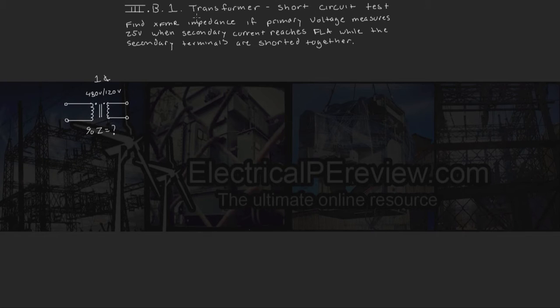In this episode, we're going to be reviewing the transformer short circuit test. Find the transformer impedance if the primary voltage measures 25 volts when the secondary current reaches full load amps while the secondary terminals are shorted together.